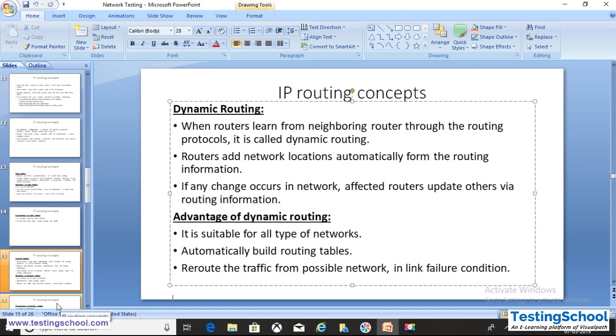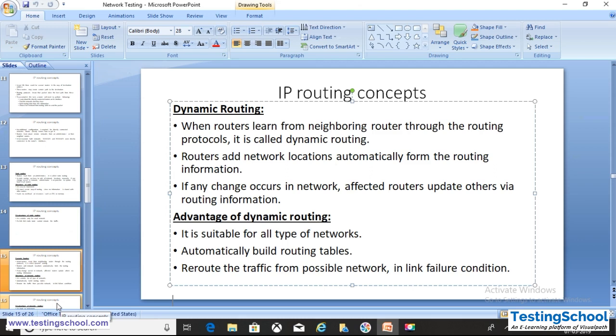It is less secure. Why? Because unlike static routing, where the administrator is configuring each and every piece of information, here routers are sharing their information. So where sharing of information takes place, security will be less.